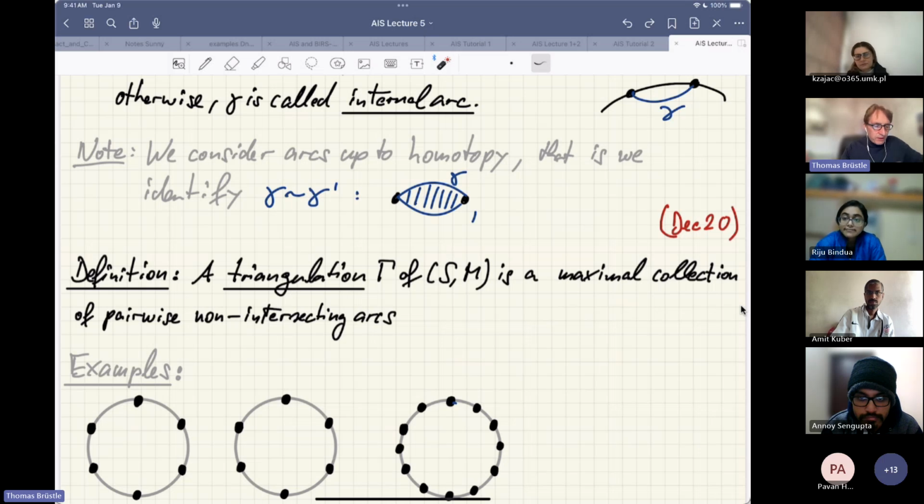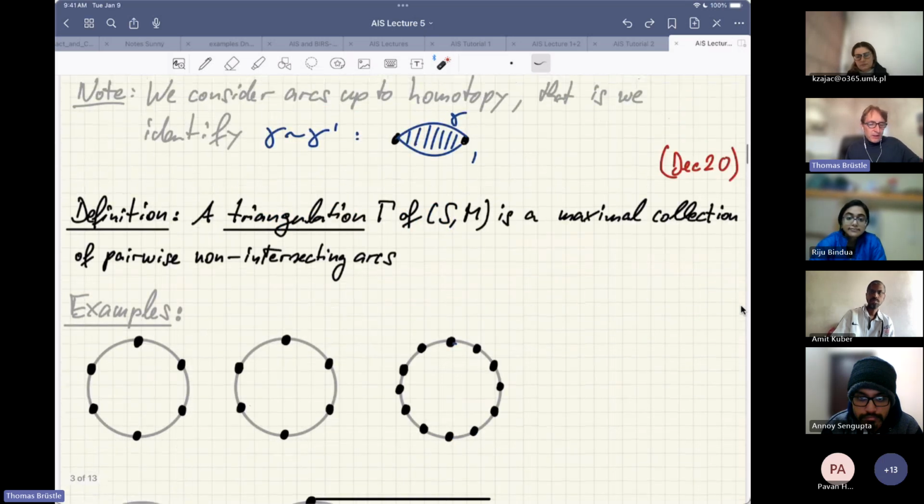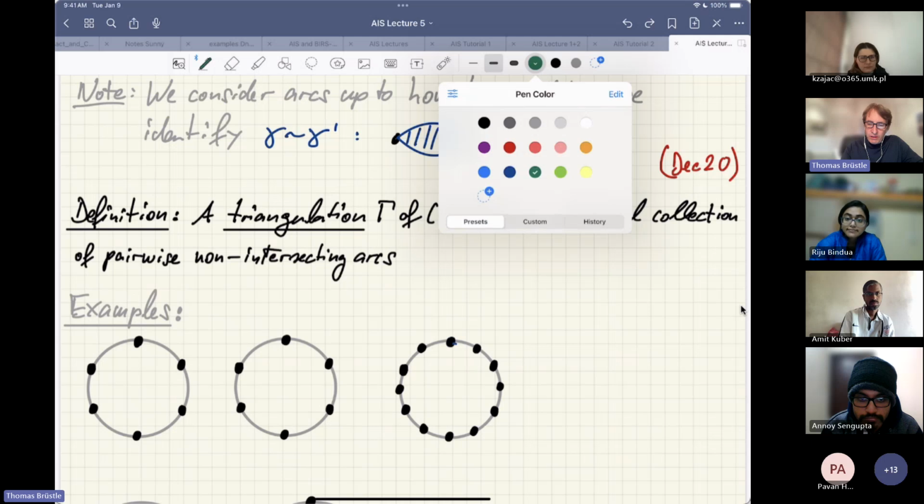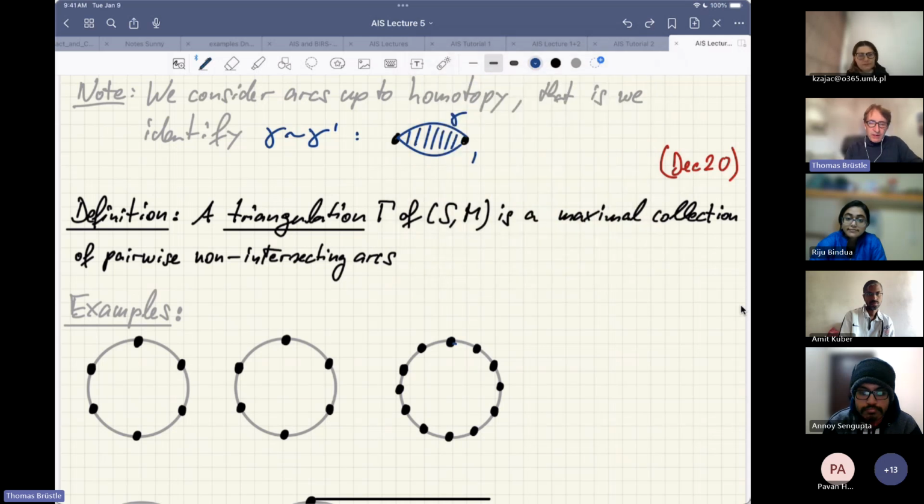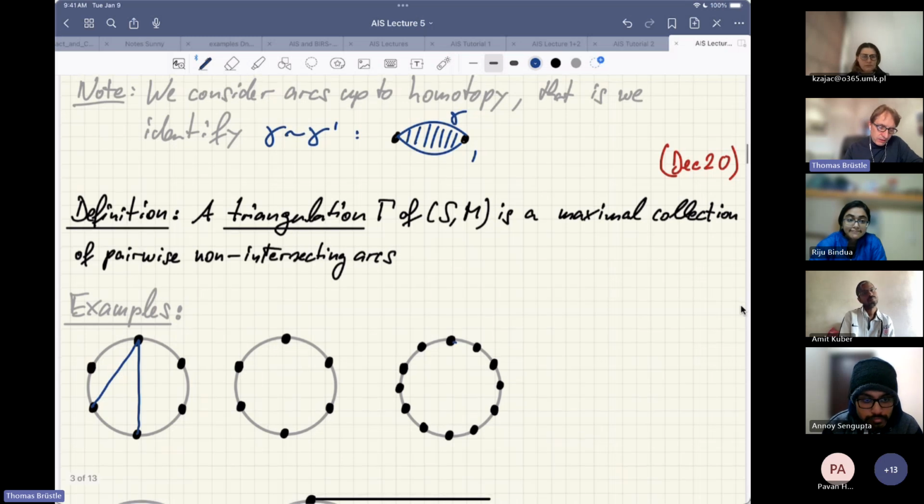Okay, so let's give ourselves some examples. Let's start with the disk to get into this topic slowly and smoothly. In the disk case, I can add some arcs. So let's add that arc here. Then I want to add some other arcs, so I want to connect it to this one, and I can add another arc here. So I have already three non-intersecting arcs.